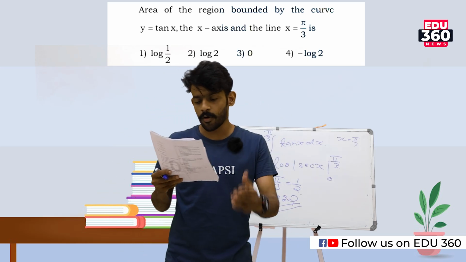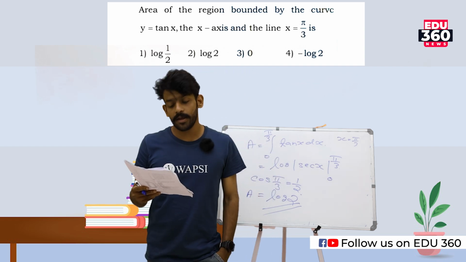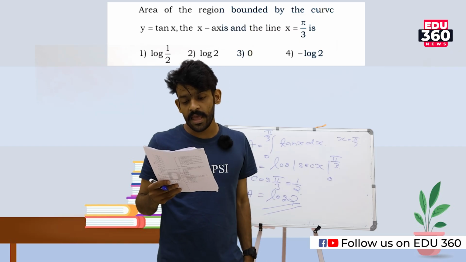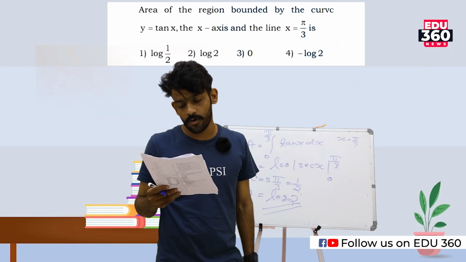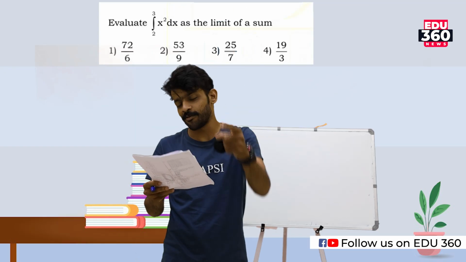Now, just go through the options. While we are going through the options, we can see that the second one, that is log 2, is the correct answer for this question. The area of the region bounded, that is equal to log 2, is the correct answer for this question. Okay, here comes the next question for you.